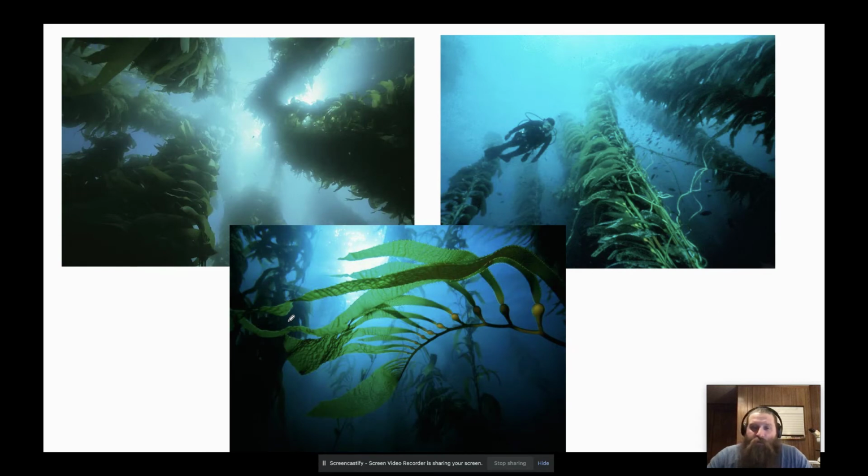Now, this is a picture of the giant kelp. You can see this diver here exploring there. Now, giant kelp are really important to the ecosystem. They provide a habitat underwater for fish and otters and a tremendous number of species. But they are an example of probably the biggest algae.